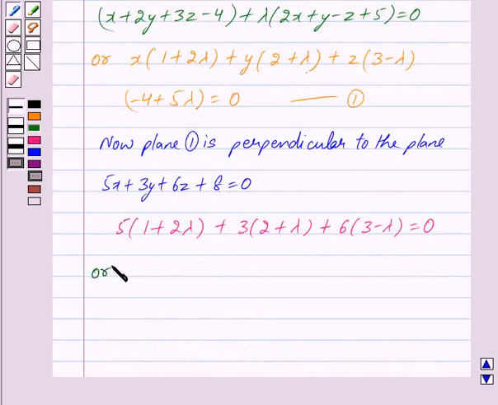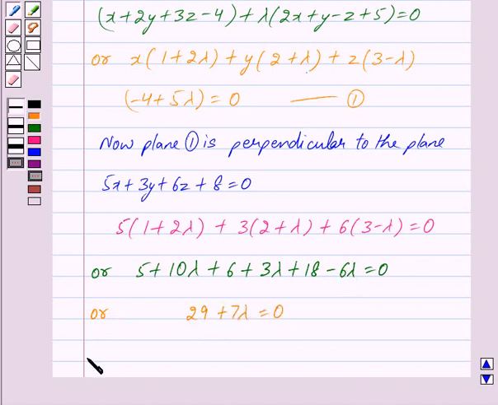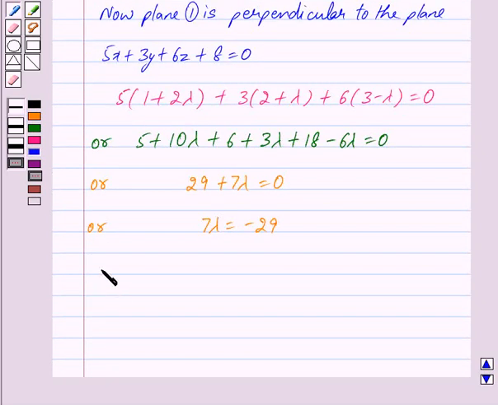Or we can write this as, now opening the brackets, we get 1 into 5 is 5, plus 5 into 2 lambda is 10 lambda, plus 3 into 2 is 6, plus 3 into lambda is 3 lambda, plus 6 into 3 is 18, 6 into minus lambda is minus 6 lambda, equal to 0. Now solving this we get 29 + 7 lambda = 0. Or 7 lambda = -29. Therefore lambda = -29/7.